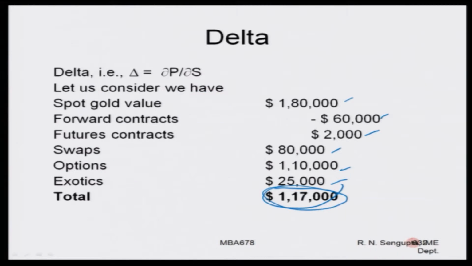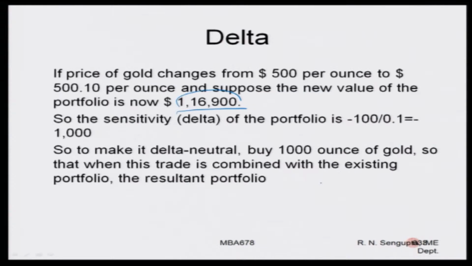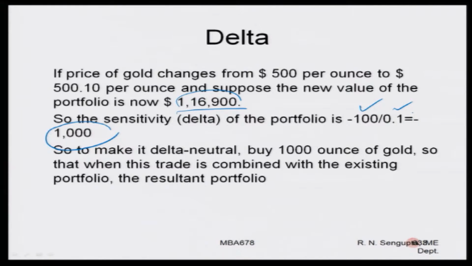It was initially 117,000. Now, it has decreased to 116,900, which is minus 100, which is in the numerator, and the price of gold has increased from 500 to 500.1, hence it will be divided by 0.1, so the delta value of the portfolio comes out to be 1000, which means for the rate of change of the stock price, or one of the particular constituents of the total portfolio, the rate of change of the portfolio would be 1000, with the minus sign obviously, because it is decreasing with respect to the increase in the gold price.